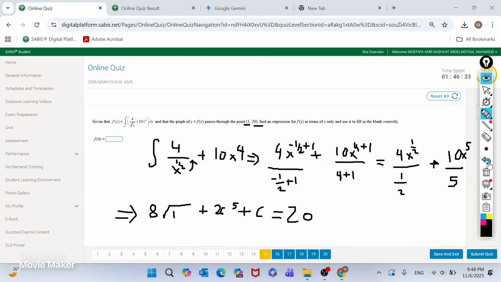Damn, I have no space. 1 to the power of 5 plus c. So guys, shift solve to find c. Wait, let me shift solve to find c. 8 root 1 plus 2 plus 3. So c equals 10. C equals 10.